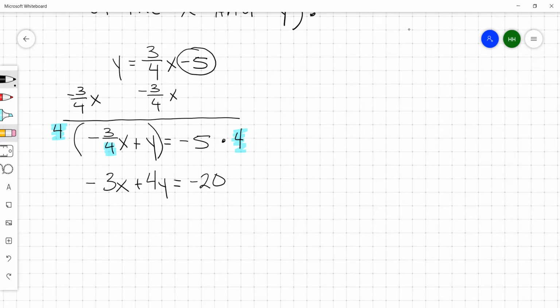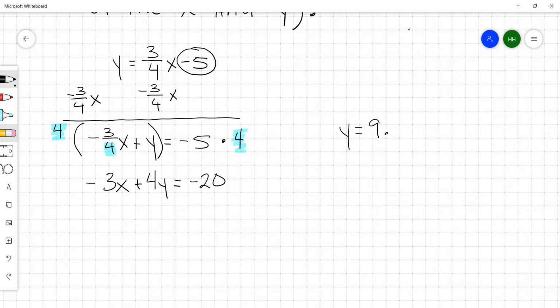in standard form. It was given to you in slope-intercept form, and then we manipulated it a couple of times, and now it's in standard form. This negative 3 represents the A, this positive 4 represents the B, and the negative 20 represents the C. Y'all go with that?